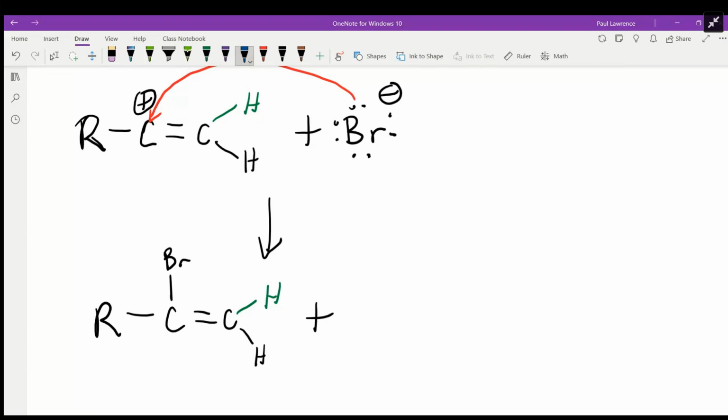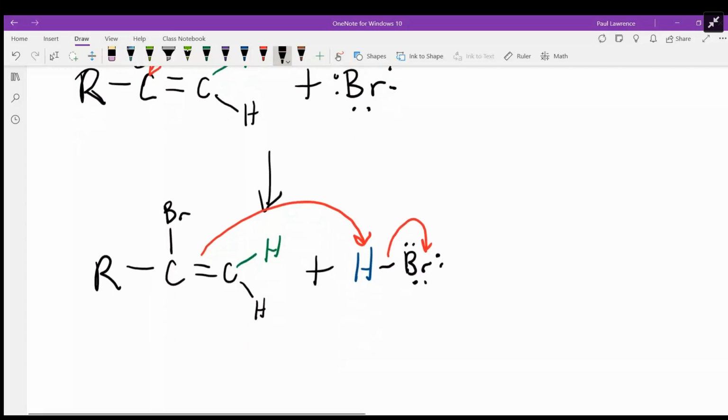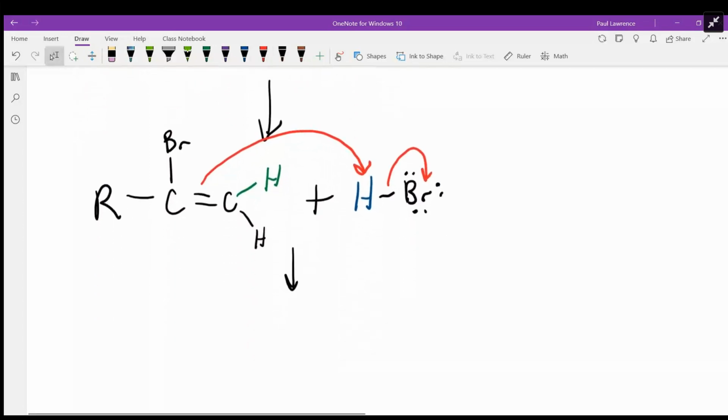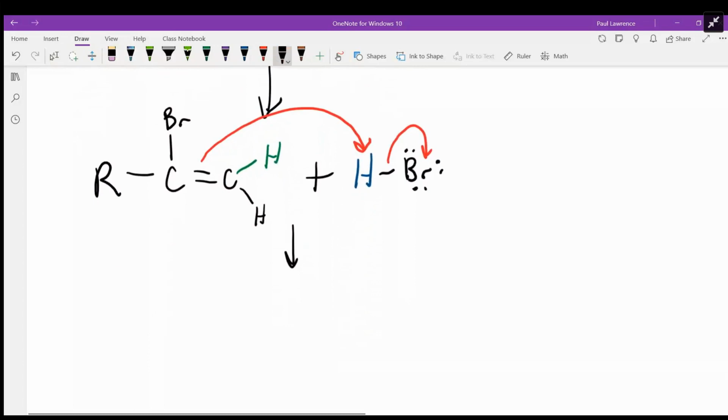Now we can do this all over again with another equivalent of HBr. And this HBr, let's put a blue hydrogen, like so. Very similar mechanism. That's going to come grab it. That's going to break. But we already know that there's 3 lone pairs already on that bromine. And so that is now going to give us the bromide species. It's going to be negatively charged. And we're going to generate another carbocation.